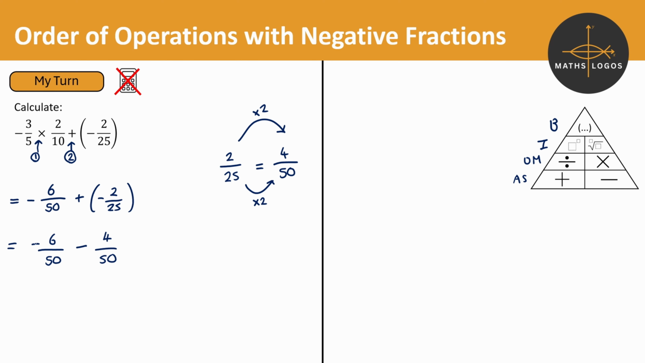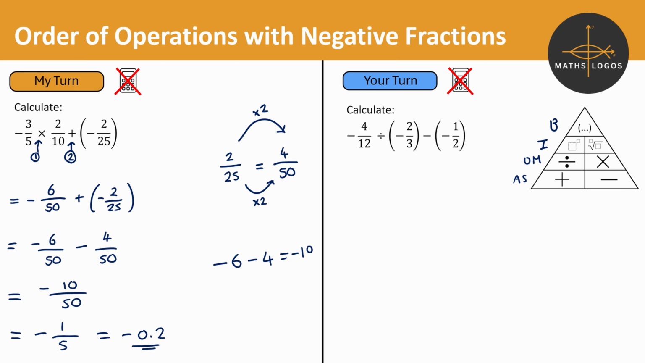Now this calculation, negative 6 50ths take away 4 50ths, is really similar to the calculation negative 6 take away 4. And the answer to this is negative 10. Therefore, the answer to my calculation is negative 10 over 50. We can simplify that fraction by dividing by 10 on the numerator to give us 1, and dividing by 10 on the denominator to give us 5. So my answer is negative 1/5. I could leave it as a fraction, or I could write it as negative 0.2. That's my answer.